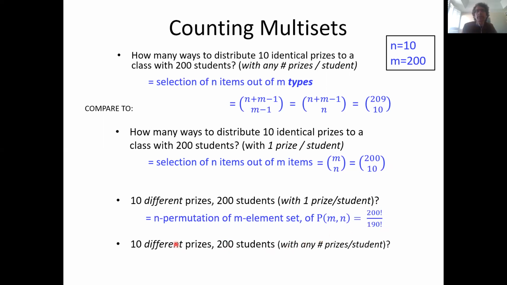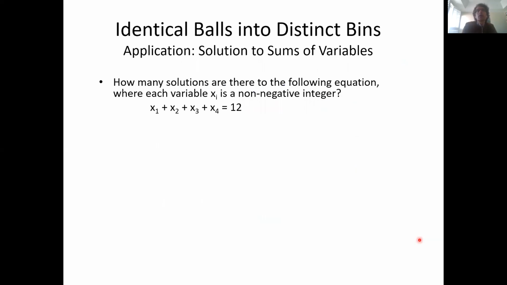And finally, if you have different prizes and there is no limit on the number, then it's like choosing, these 10 balls can fall completely independently. So it's 200 to the 10th, the number of choices. Okay, some variants of these. So for example, the bins are always distinct, and the balls are now identical.